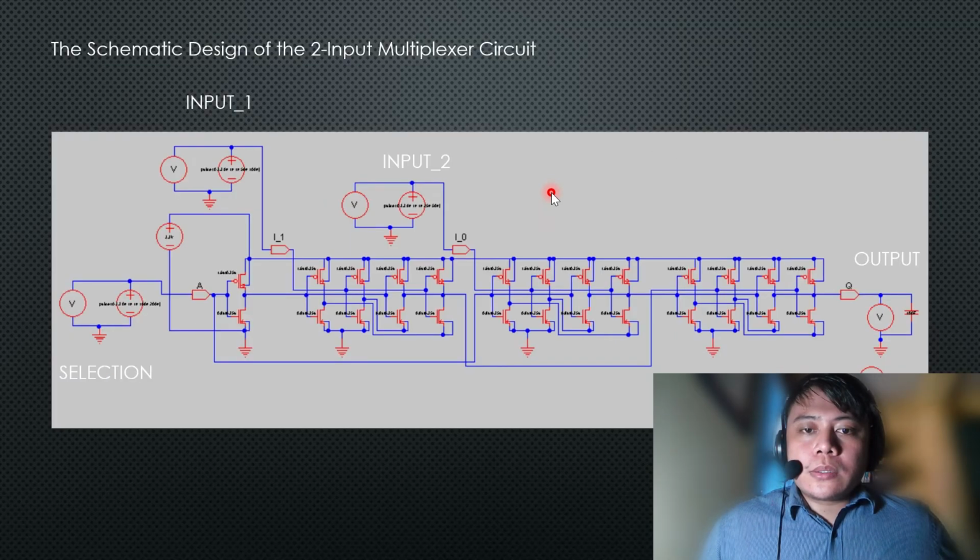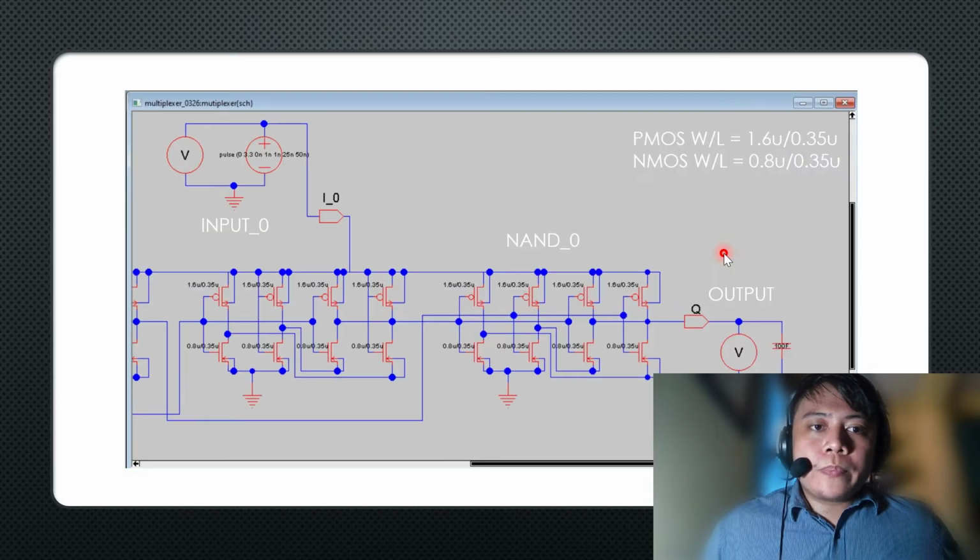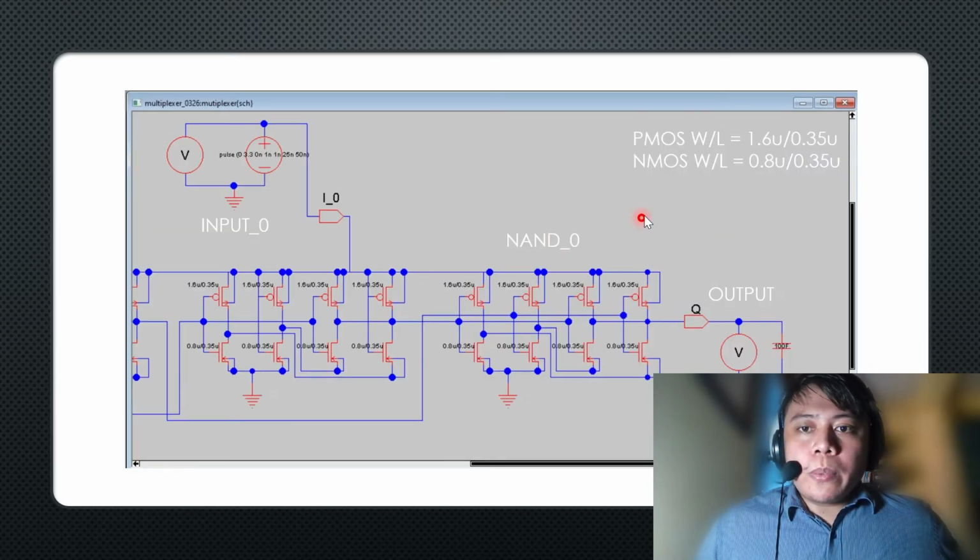Okay, let's try to check another block. So in this case, we are checking the I0. Then this is the NAND gate part, the last part. Okay. So on this part, same.